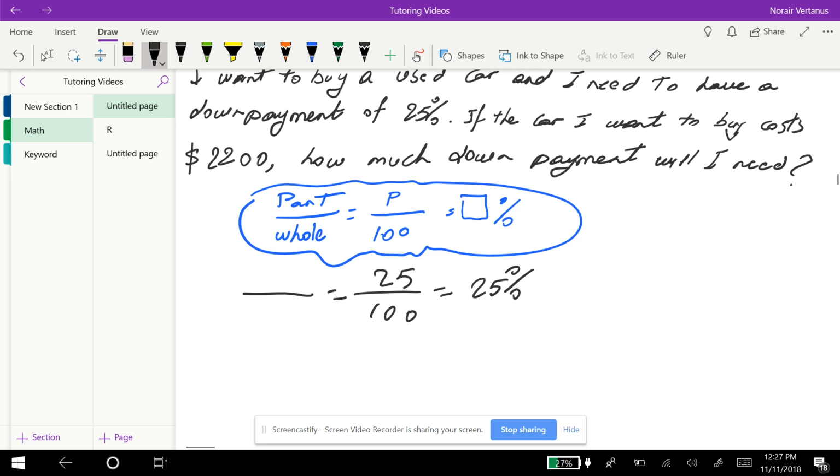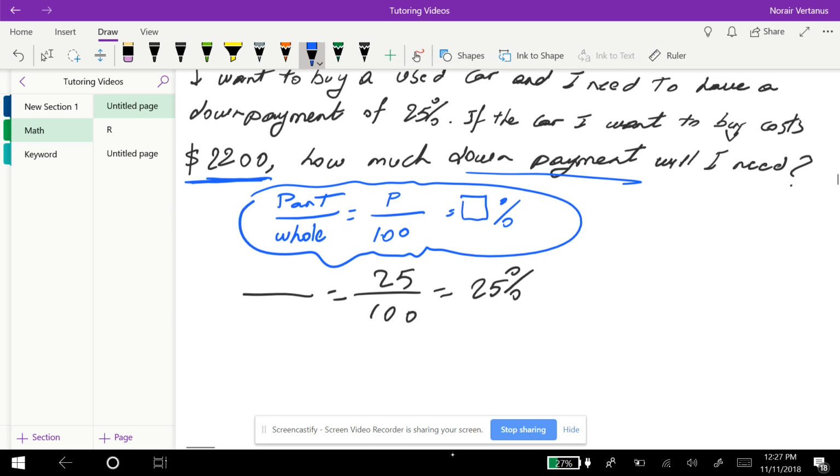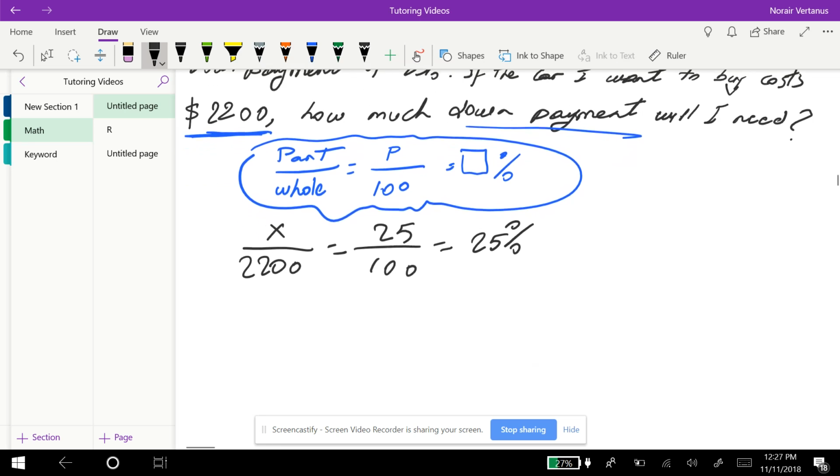Part to whole. What is the part? What is the whole? Now, if I read this again, you'll see I wanted to buy a used car and I need to have a down payment of 25%. If the car I want to buy costs $2,200, so that's the whole price, right? And then I need to have part of it. How much down payment? Down payment is the part of it that I need. So this is simple. So down payment, which is unknown, and the total is 2,200, right?